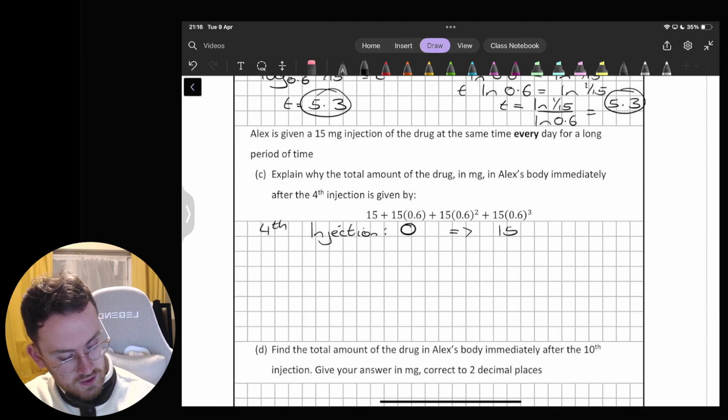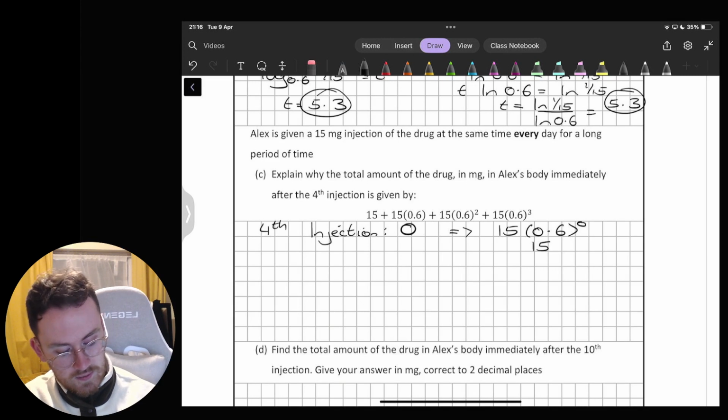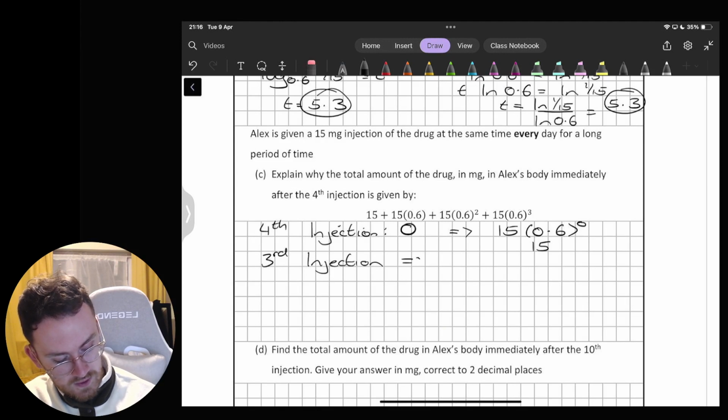So we can look at how much of that is left in his body. It's still 15 milligrams. He has injected 15 milligrams. It's still that day. He still has 15 milligrams left. The 3rd injection he got, for that one, t is 1. It's been 1 day. So that's 15 times 0.6 to the power of 1.